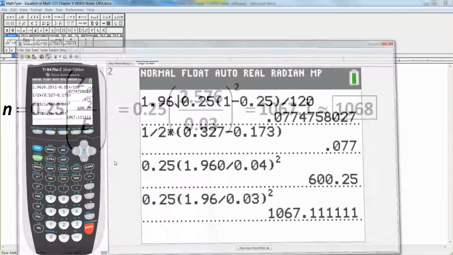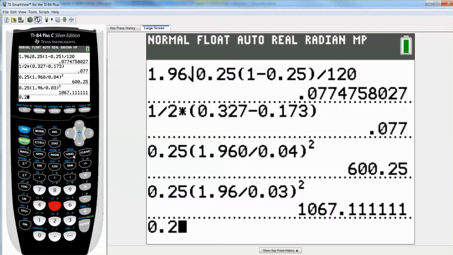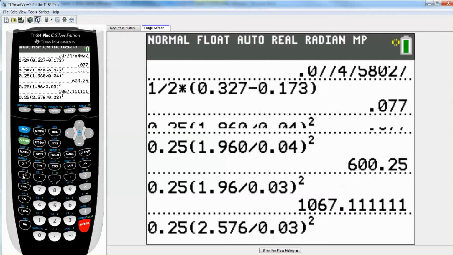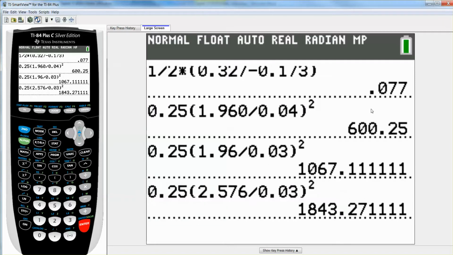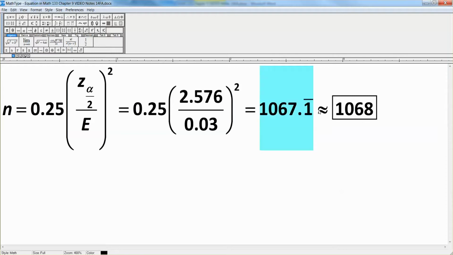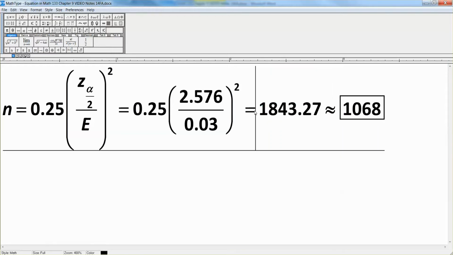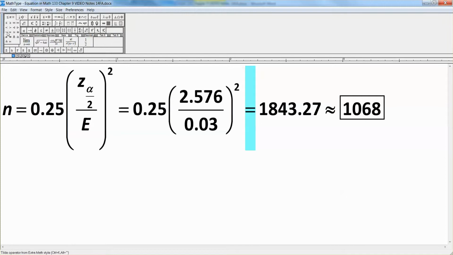Let me grab the calculator. There it is. So I'm going to say 0.25 times 2.576 divided by 0.03, close your parentheses, squared. And sure enough, I was right. It's 1843.27, which would round to 1844. So you need considerably more to have that large a confidence with that small an error.